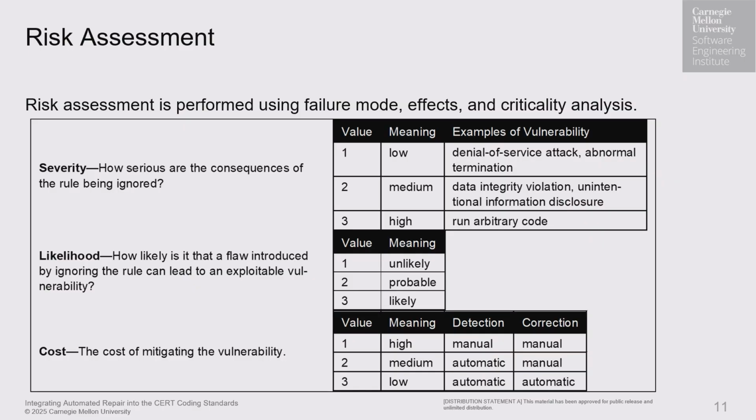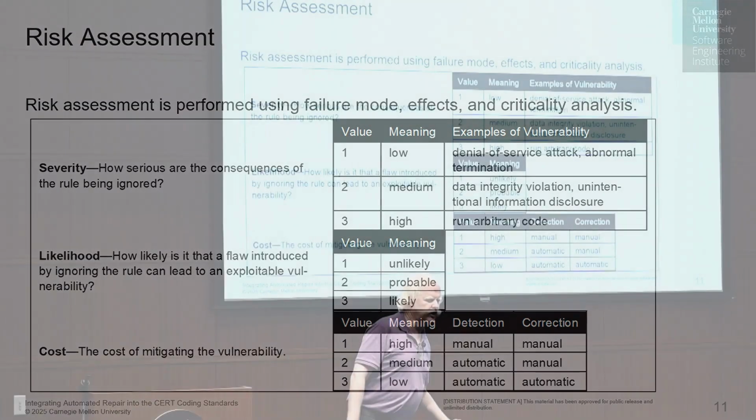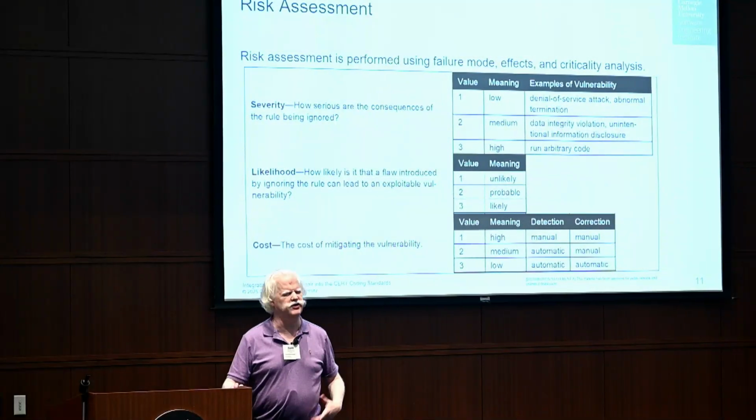So the three metrics for risk assessment are severity, likelihood, and cost. Severity basically says if your code violates this guideline, what can happen to you? Can someone just simply crash your program? Well, that's not necessarily so bad.